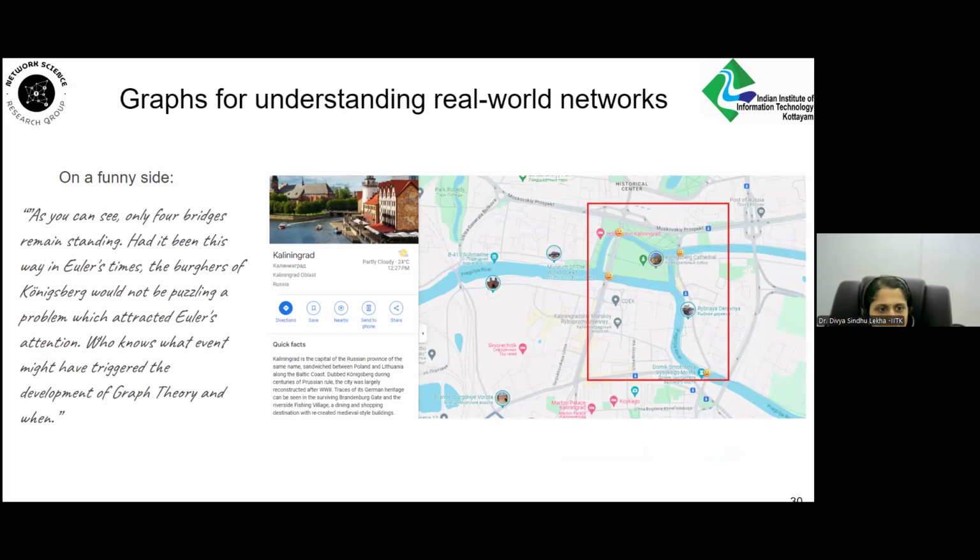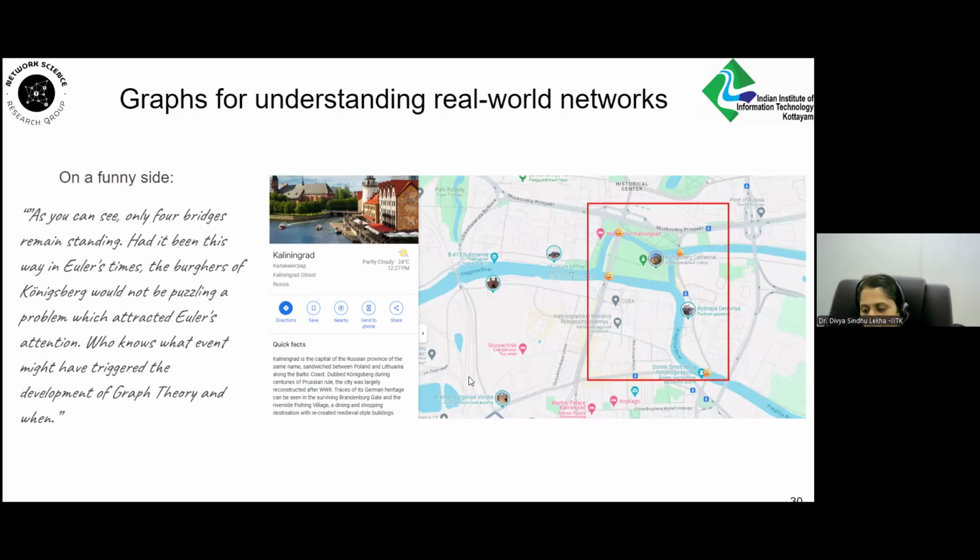Yeah. So on a funny part, if this was the present situation, if this was the situation earlier, we don't know when the graph theory could have been started because this problem was not an unsolvable problem. Okay. Yeah. So we'll move forward.